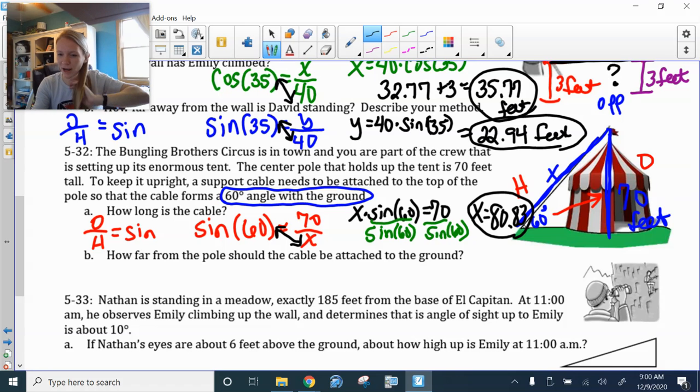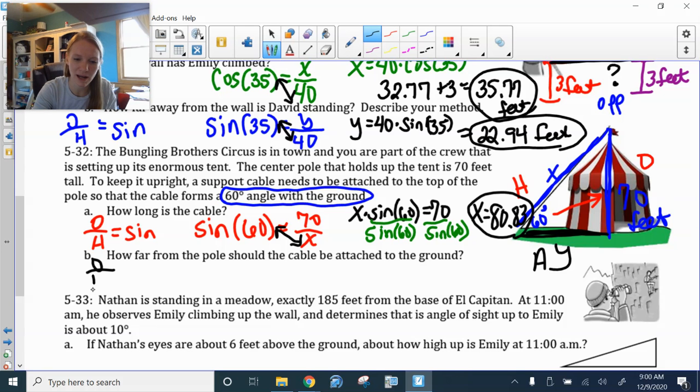And then the last question here, how far should the rope be away from the tent? So it's just another one of those, could we figure out the bottom number? You could do your opposite over your adjacent. You could do your adjacent and your hypotenuse. You could do Pythagorean theorem. It's really just a matter of which one you're going to do. I'm going to do opposite and adjacent because, again, I think it's faster. So that's a tangent problem.